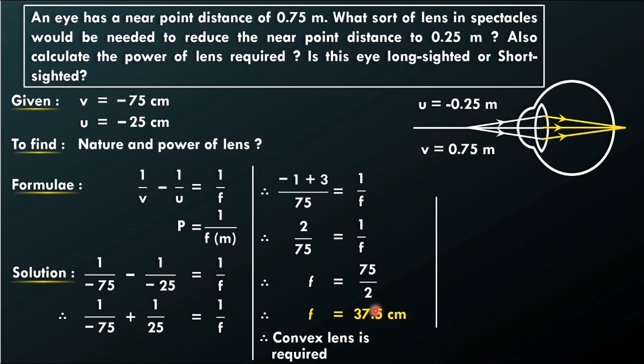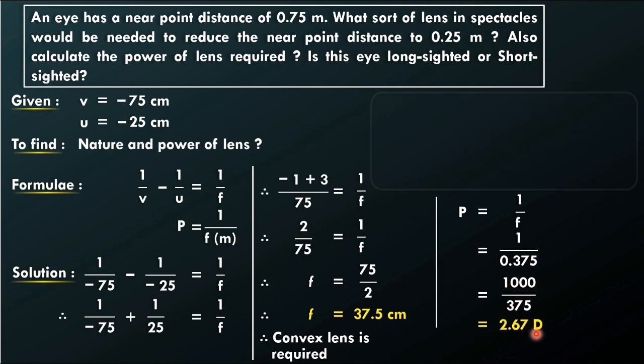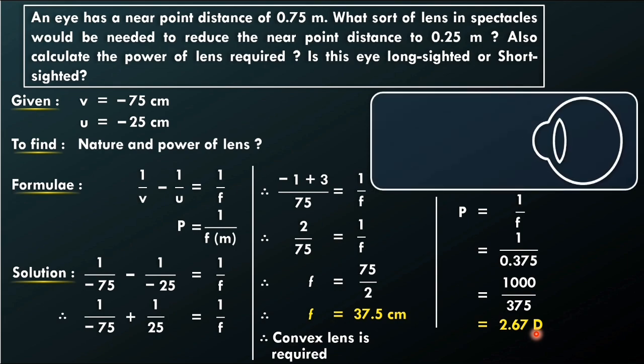Etia lens khonor power to calculate korar agot ami focal length to centimeter pra meter le convert koribo lagibo, right? Which is equal to 0.375. Therefore, P equal to 1/f, which is equal to 1/0.375. Now, by removing the decimal, which is equal to 1000/375. So, power equal to 2.67 diopter. So, the required power of the lens is 2.67 diopters.